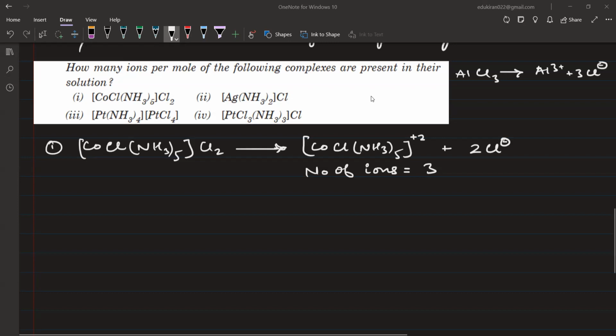Okay. If I look at this case, then in this case, what will be happening? You will be having here 2 anions. See, you will get one cation and one anion. Okay. So please try to do the rest of them, second, third, and fourth. Just by looking at some complexes, you can directly tell how many ions you are going to get.